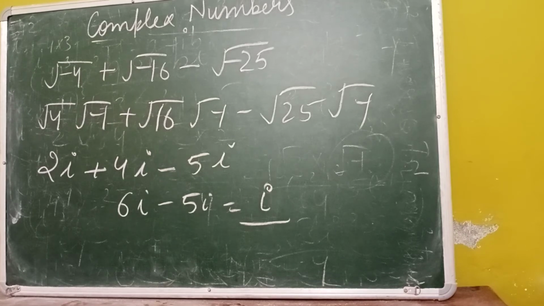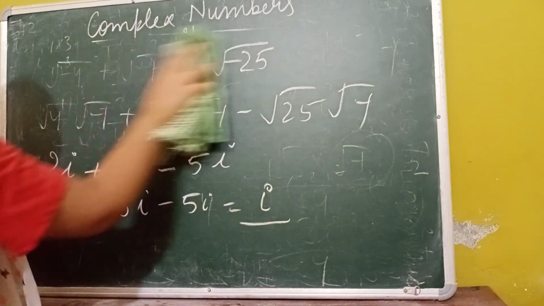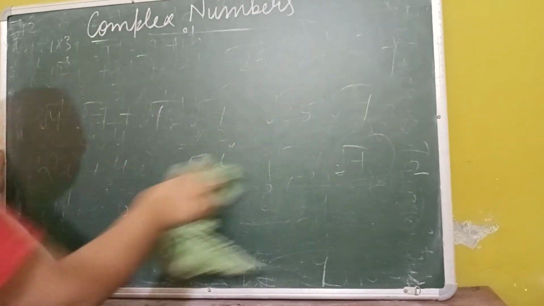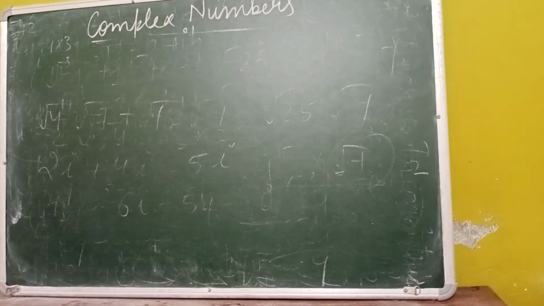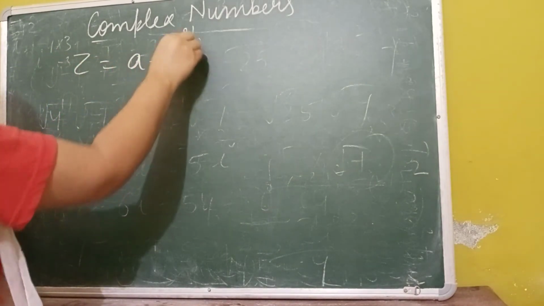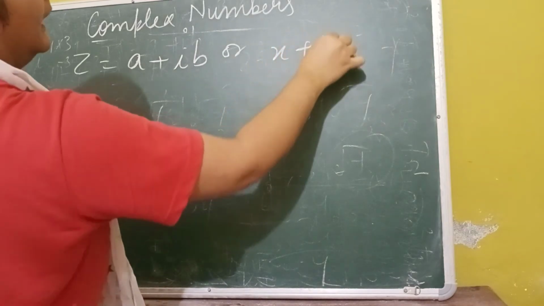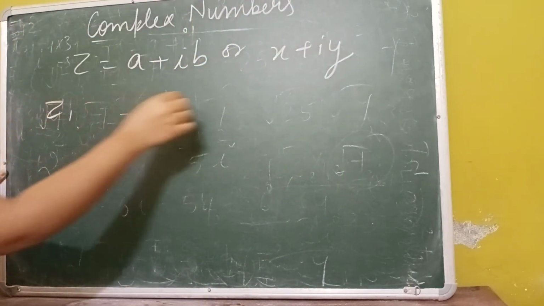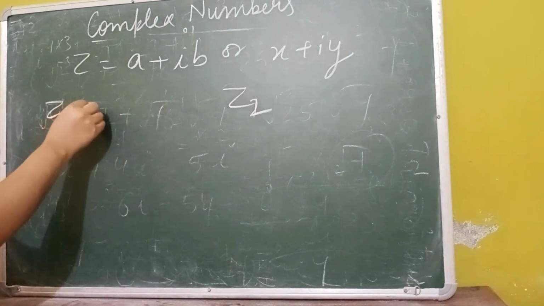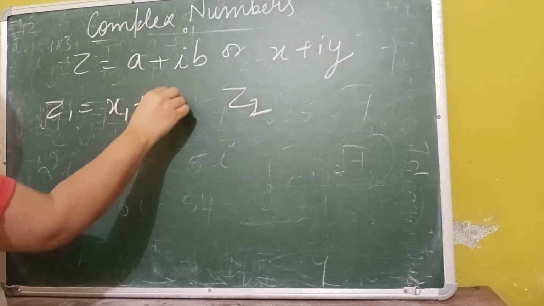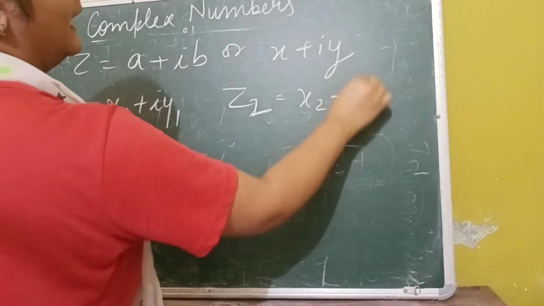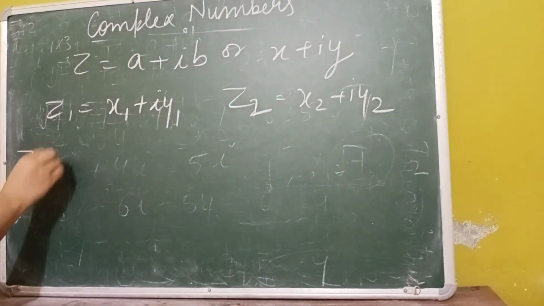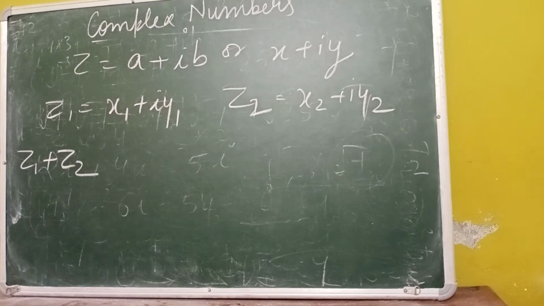The operations with complex numbers. As I already told you, a complex number can be represented in the way a plus ib, or if you want, x plus iy. Two complex numbers are given, z1 and z2, as x1 plus iy1 and x2 plus iy2. We are studying the operations: addition, subtraction, multiplication and division, or using the conjugate. These are the types of operations we are going to study.